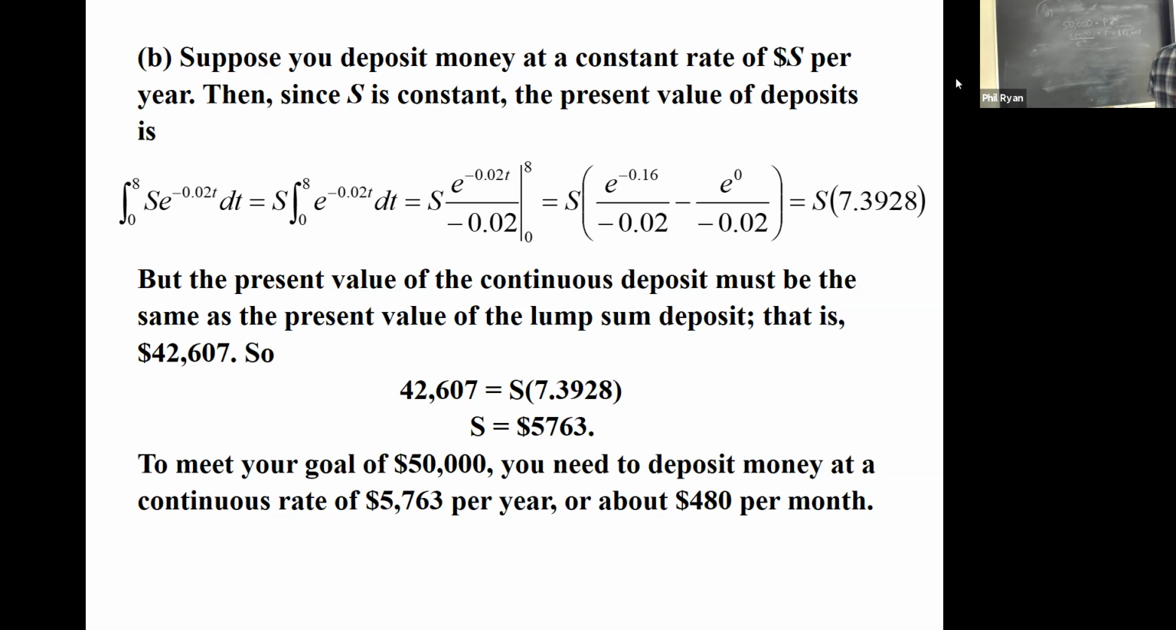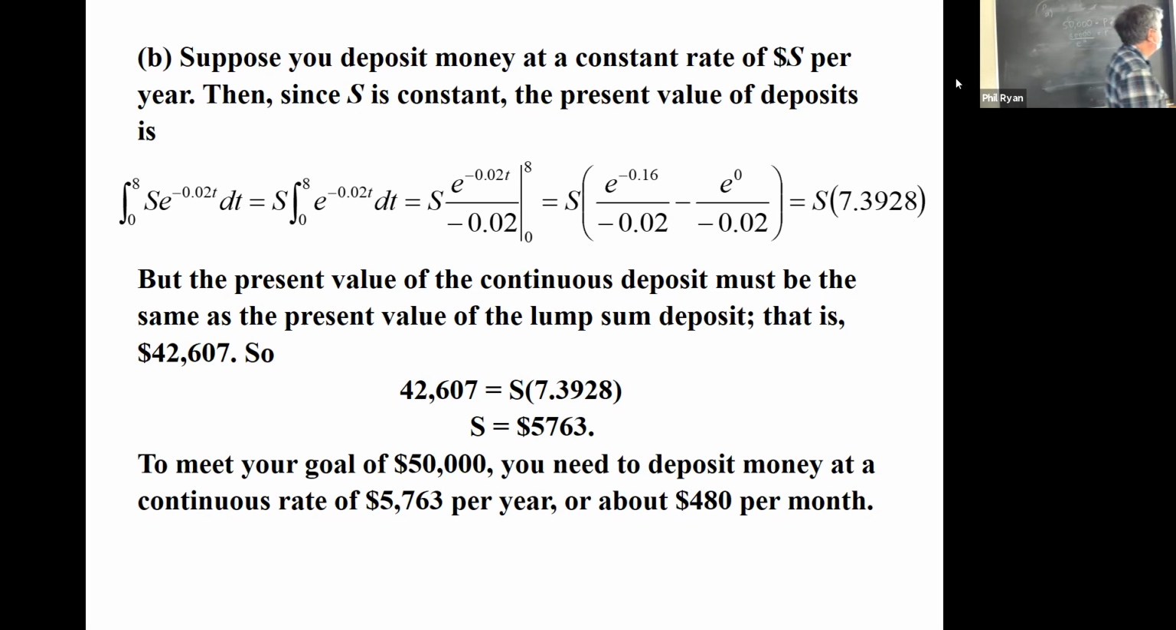Okay, and so that S times 7.3928 has to equal $42,607, which is the present value of that $50,000 8 years into the future. Right, because I'm making my decisions now. So $50,000 in the future is really $42,607 now. So I do everything from now. So I do this equals this. I divide through this by 7.3928, and I get $5,763.